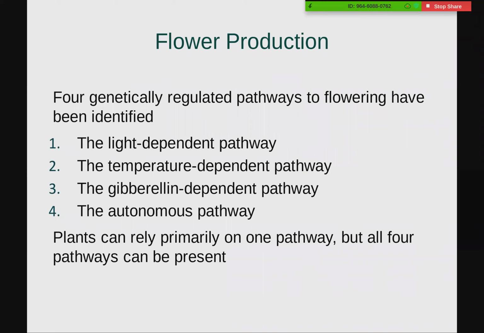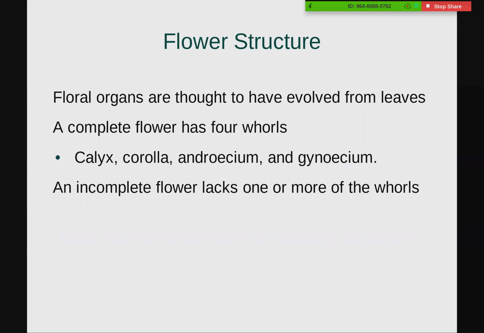Now, flower production has four genetically regulated pathways that have been identified thus far. The first is the light-dependent pathway, the temperature-dependent pathway, the gibberellin-dependent pathway, and the autonomous pathway. And plants can rely on one pathway primarily, but all four pathways can be present in a single plant, just as a note.